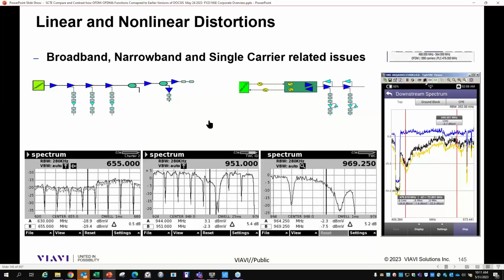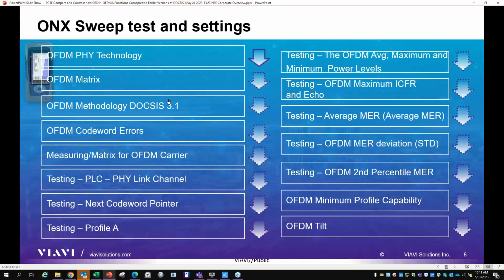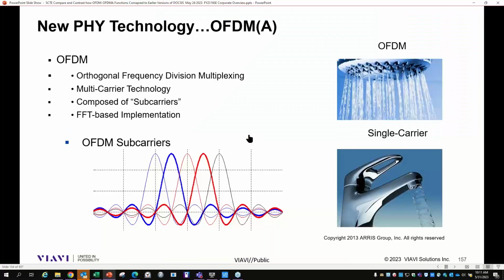All right. So again, I just wanted to cover a little bit before we continue to move forward with the rest of the OFDM carrier. I just wanted to cover linear and nonlinear distortions as part of that. So let's talk about the remote PHY capability. So why did we move to this technology?